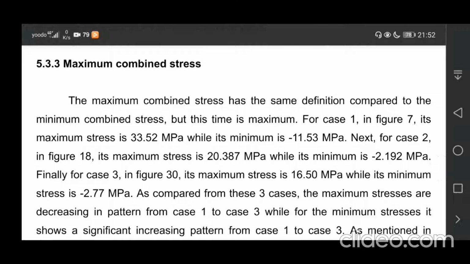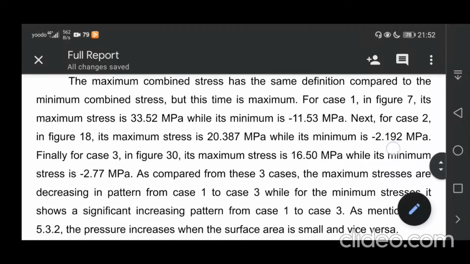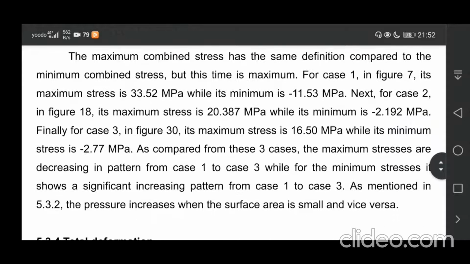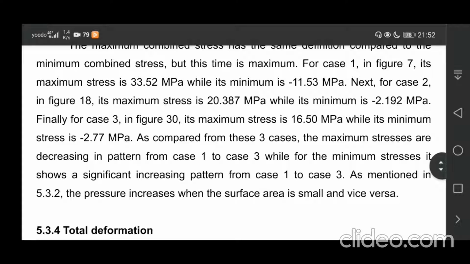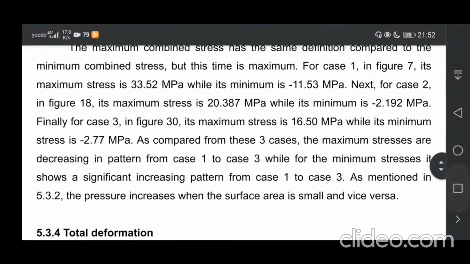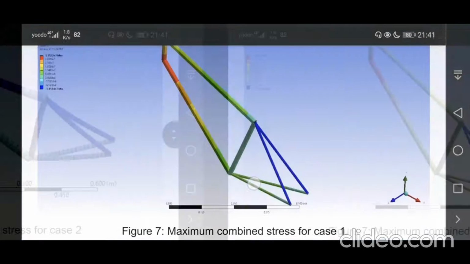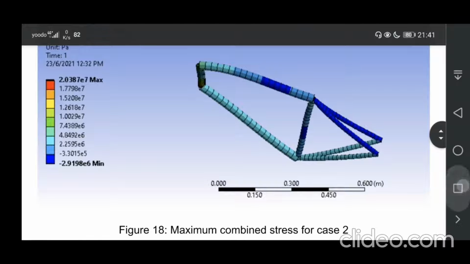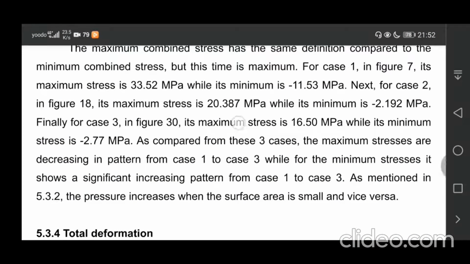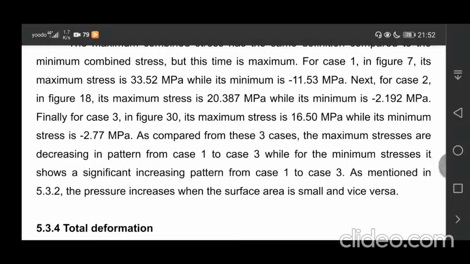Next is maximum combined stress. The maximum combined stress has the same definition as minimum combined stress, but this time it is the maximum. For case 1 in figure 7, its maximum stress is 33.52, which is this picture, while its minimum is 11.53 megapascal. Next, for case 2 in figure 18, which is this one, its maximum stress is 20.39 megapascal, while its minimum is negative 2.192 megapascal.